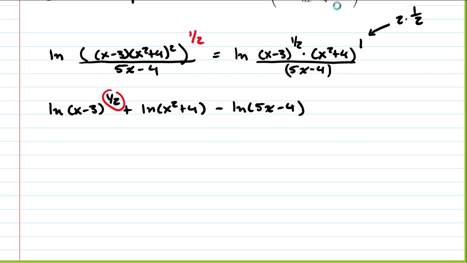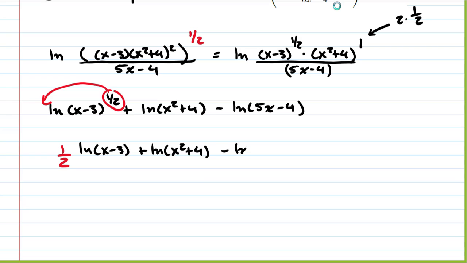Finally, to finish up, I swing my 1/2 out in front. And I get 1/2 times the natural logarithm of x minus 3 plus the natural logarithm of x squared plus 4 minus the natural logarithm of 5x take away 4. And that would be my fully expanded logarithm.